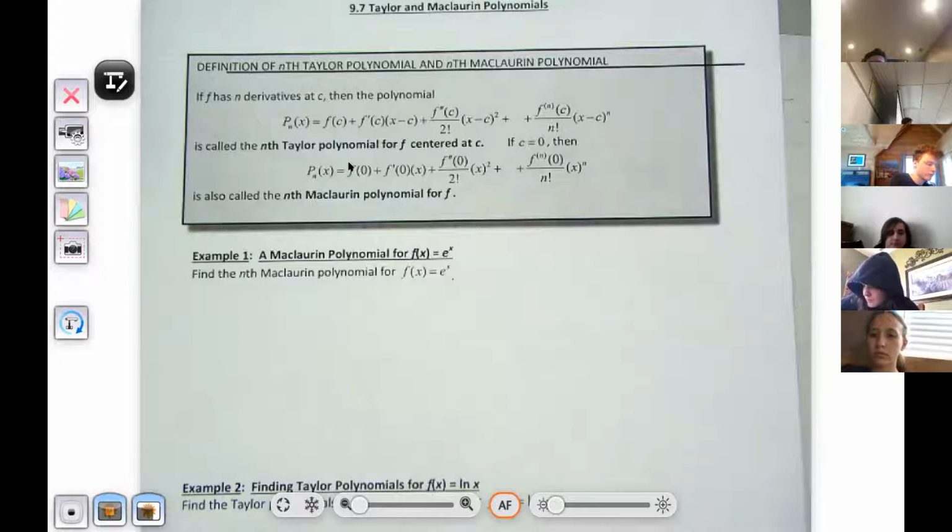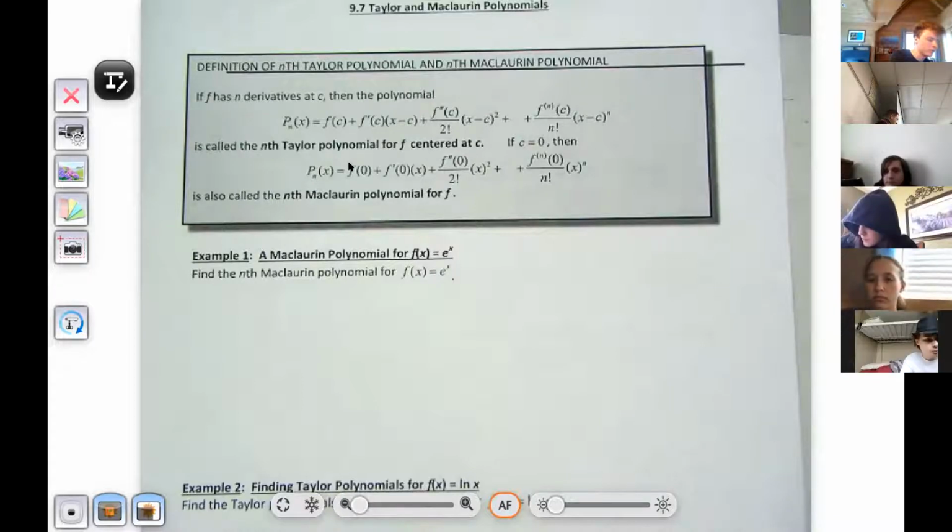A Maclaurin polynomial is basically a Taylor polynomial, just at 0. In fact, there's not even a point to calling it a Maclaurin polynomial. You can just call it a Taylor polynomial centered at x equals 0. It's kind of like when we did the mean value theorem and Rolle's theorem. You guys remember that? That was a long time ago. But Rolle's theorem only applied to when the average rate of change was 0. The mean value theorem applied at any rate of change. So the mean value theorem encompassed Rolle's theorem, kind of like this.